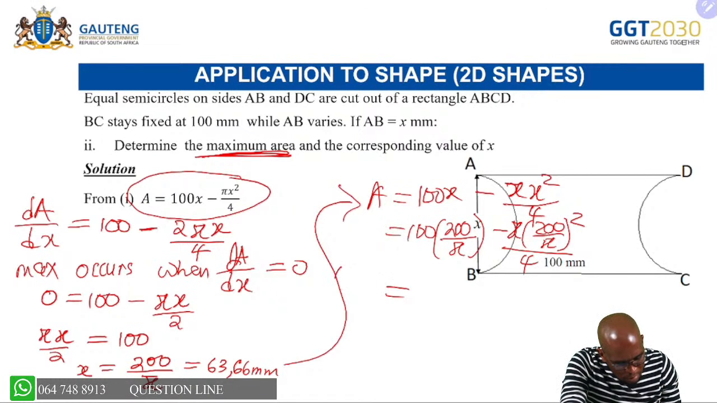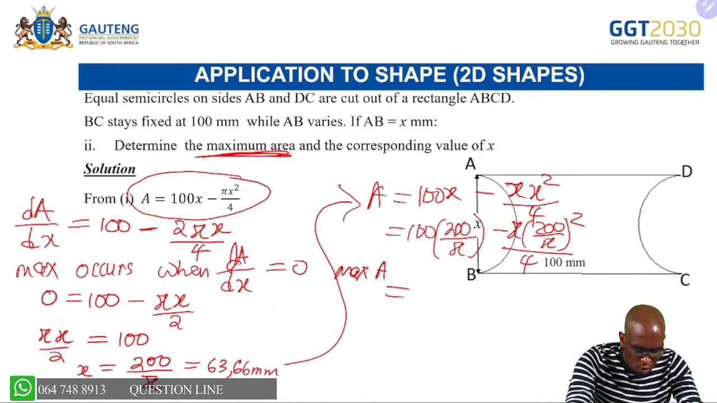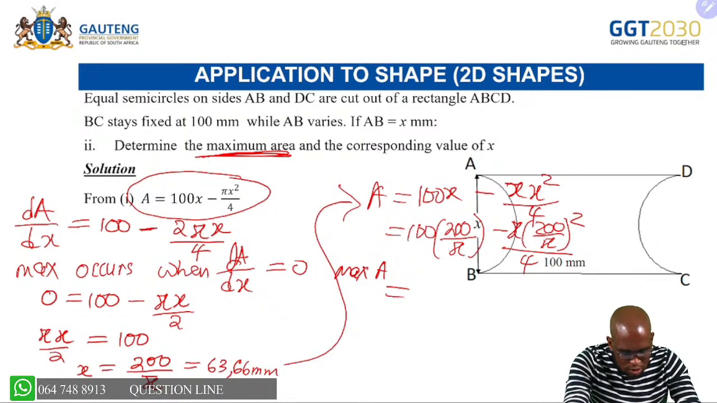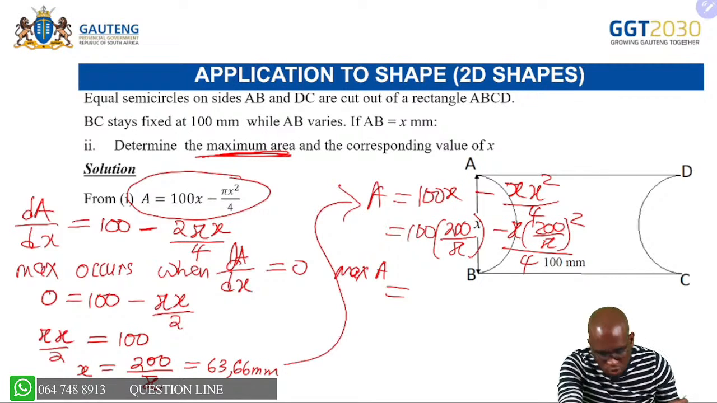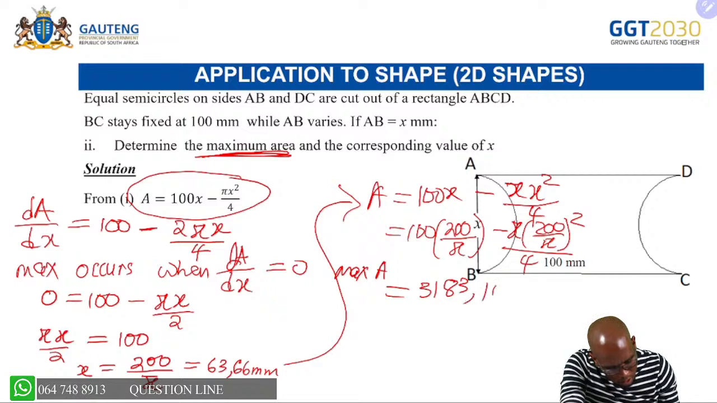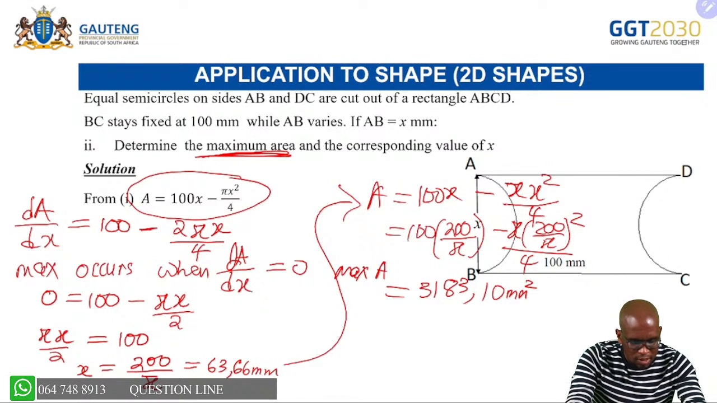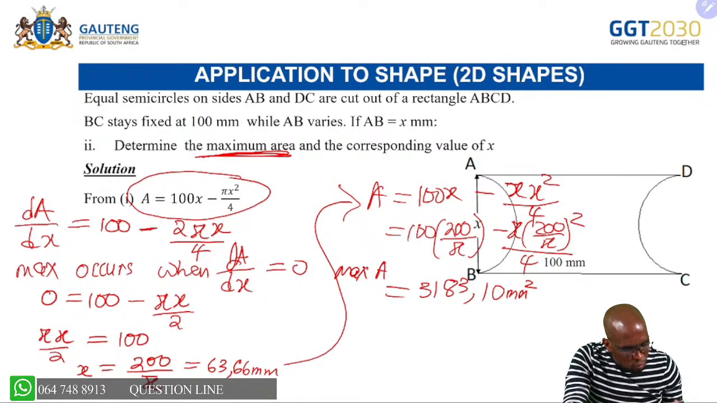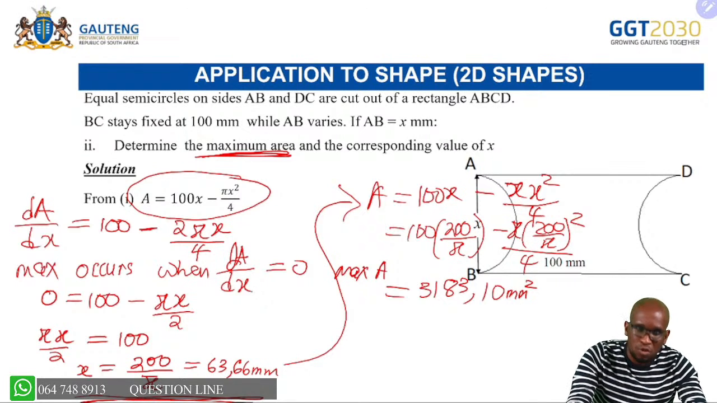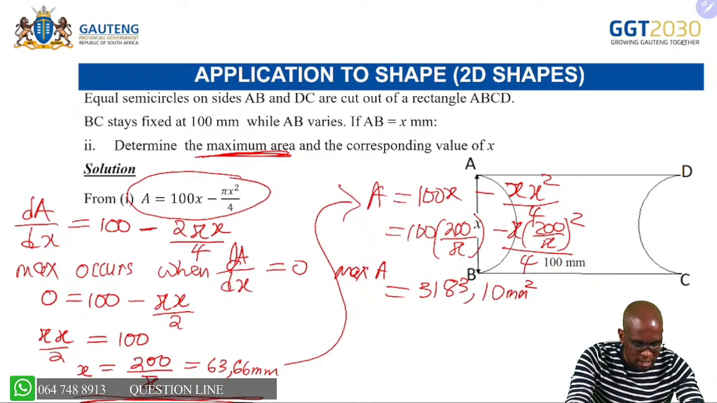Now, your max area in this case, when you substitute everything into the calculator here, you should get 3183.10 square millimeters. That is the area. That is the maximum area. We know the value of x at which the maximum area occurs. We use back substitution to find the maximum area.